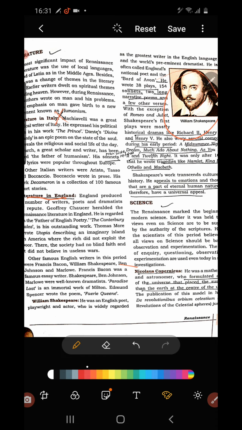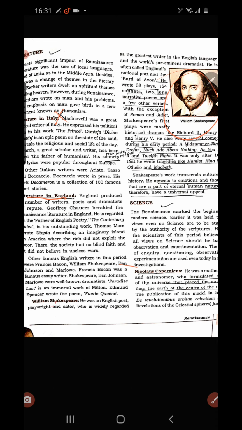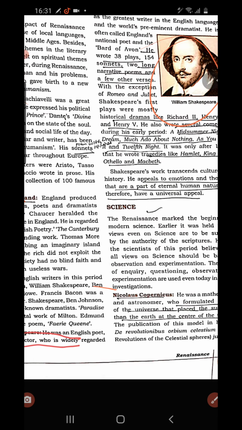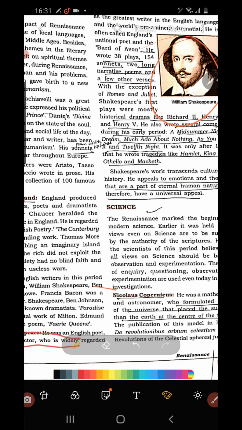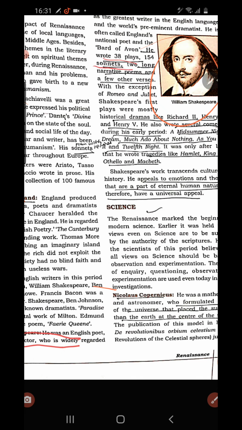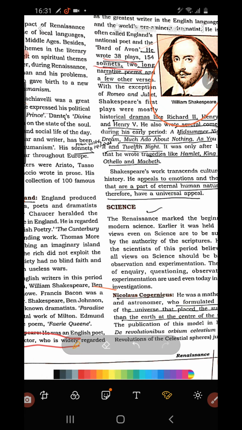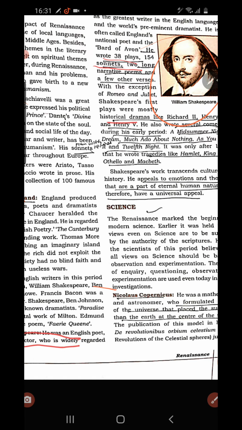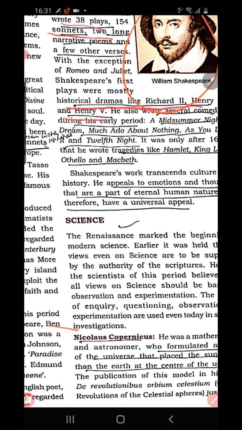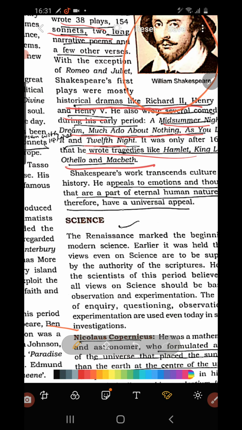Renaissance, William Shakespeare, he was an English poet, playwright, and actor. He wrote 38 plays and 154 sonnets. Then historical dramas, he also wrote Richard II, Henry V, etc. Then Midsummer Night's Dream, Much Ado About Nothing, As You Like It. All these are William Shakespeare's works.